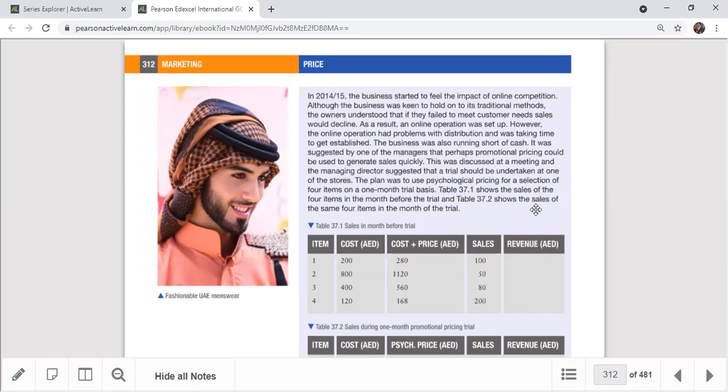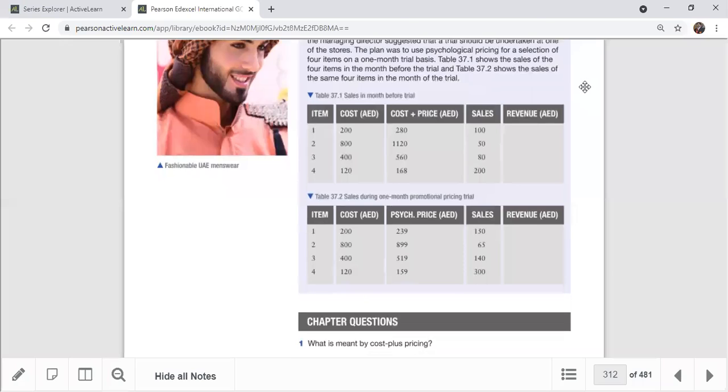So for the selection of 4 items, they used this method, and then we can see this table. It shows the sales of the 4 items in the month before the trial, and then the sales of the 4 items in the month of the trial. So before and after, you can see item number 1, 2, 3, 4.